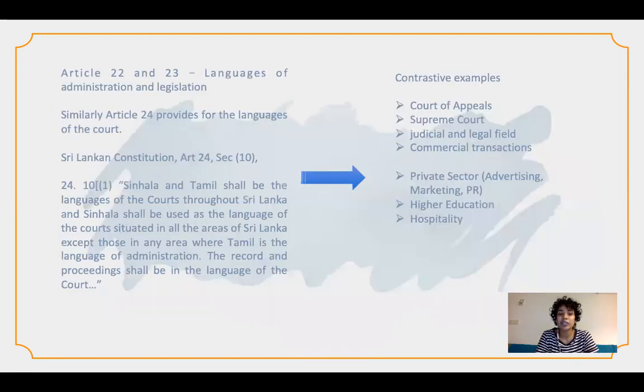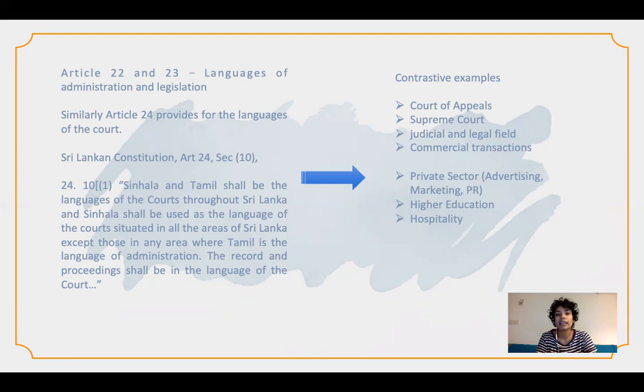Right. Article 22 and 23 provide for the languages of administration and legislation, and Article 24 provides for the languages of the court. And all of these legislation sort of provide that where the Sinhala speaking communities are stronger, which is in the Western province and the Southern province, the languages of administration shall be in Sinhala, the language of the court shall be in Sinhala, whereas within the Northern province and the Eastern province, there are more Tamil speaking communities. Therefore, the language of administration is in Tamil, and the language of the court shall also be in Tamil.